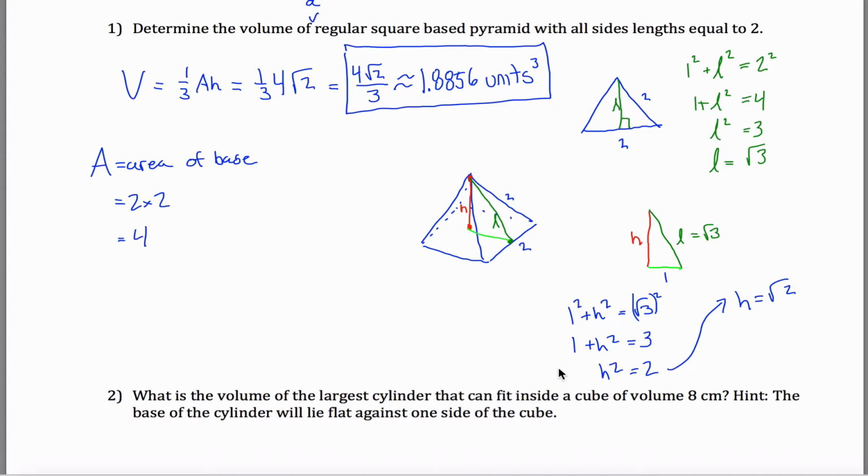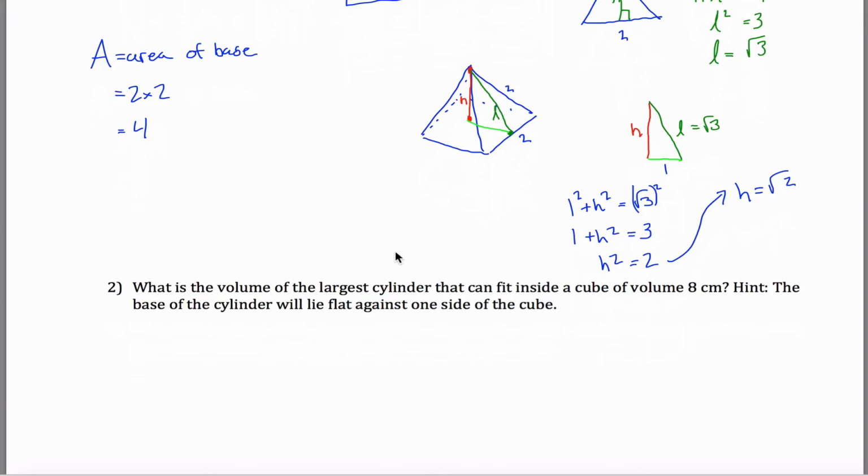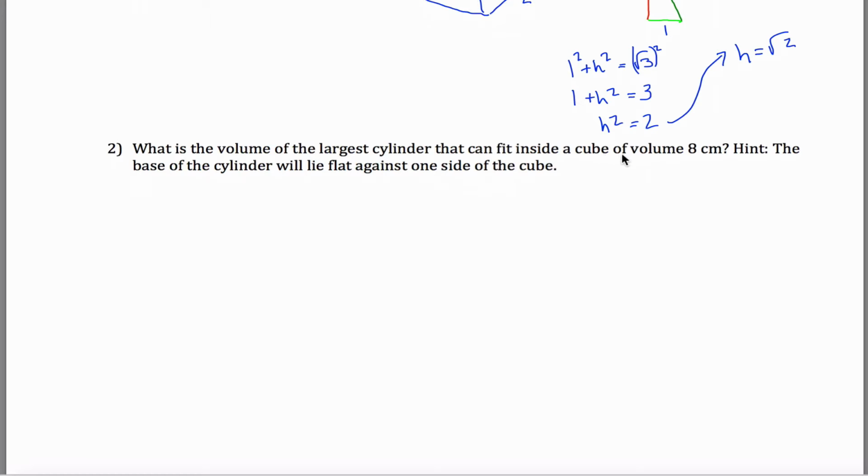Move on to the second problem here. The second problem I think is a little bit easier than the first. I thought that first one was pretty hard. I thought figuring out the height was really challenging. The second one says, what is the volume of the largest cylinder that can fit inside a cube of volume 8? Hint, the base of the cylinder will lie flat against one side of the cube.